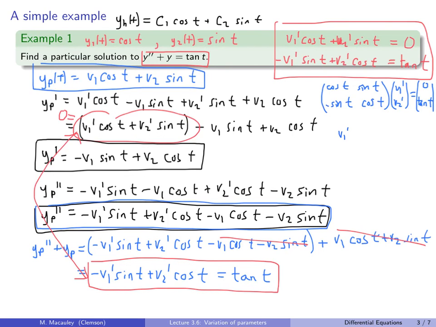v1 prime y1 plus v2 prime y2 equals 0. And then another one, v1 prime y1 prime plus v2 prime y2 prime equals 0. So yes, you do get a system like this, and that will always happen. In the next example, we'll actually do this for general second-order equations.